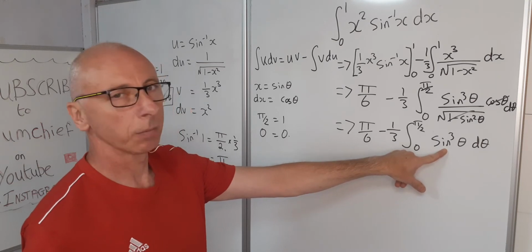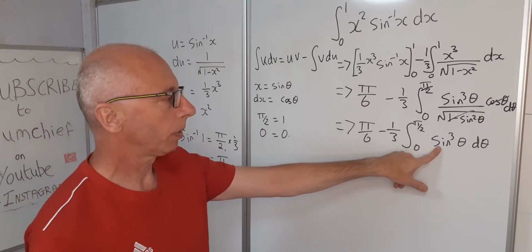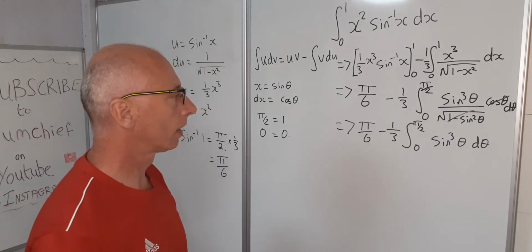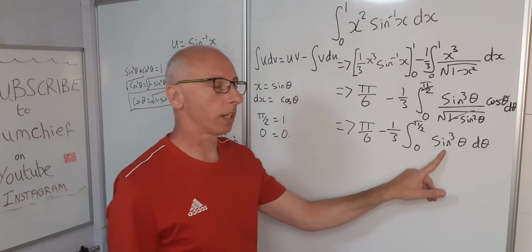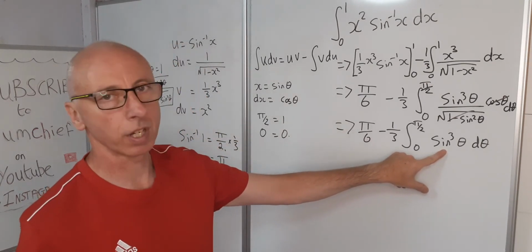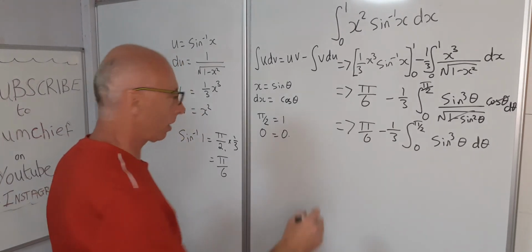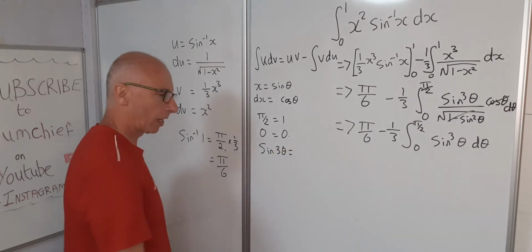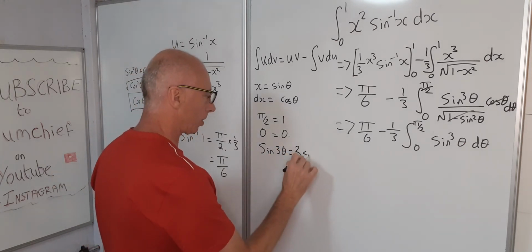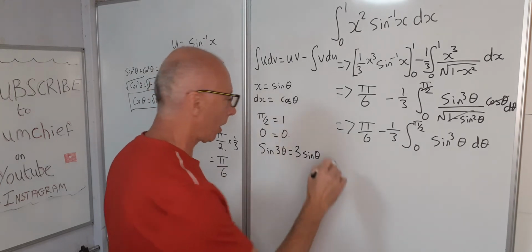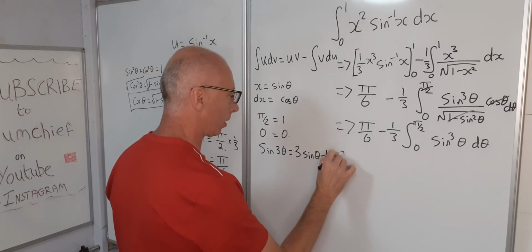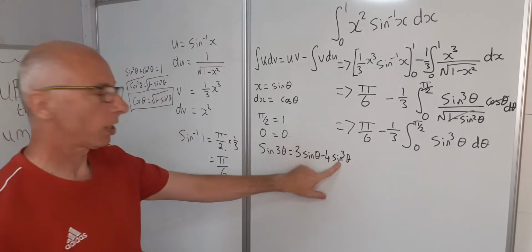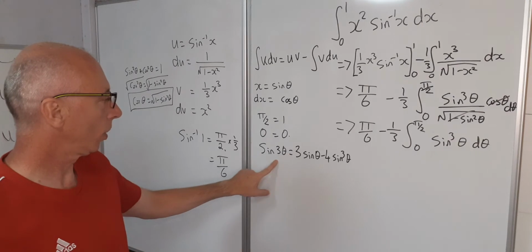Okay, so now what we need to do is how we're going to integrate this sine cubed theta. Now we could go the long way around and keep breaking that up into sine squared theta, sine theta, or we could use a trig identity. There's a famous trig identity involving sine cubed theta, which is like this: sine 3 theta equals 3 times sine theta minus 4 times sine cubed theta. So sine cubed theta we see we got here, but it's with a 4.